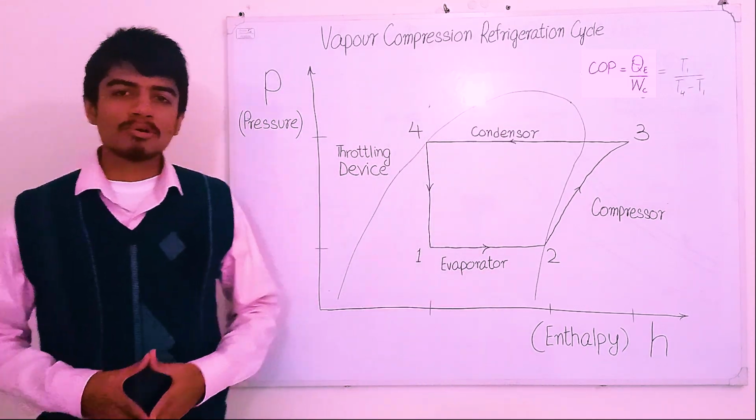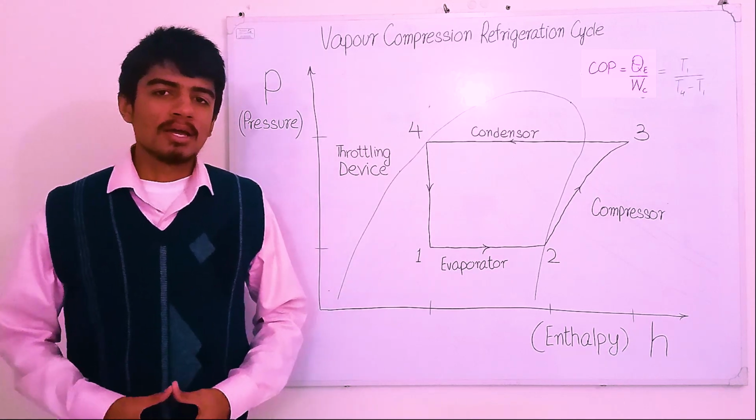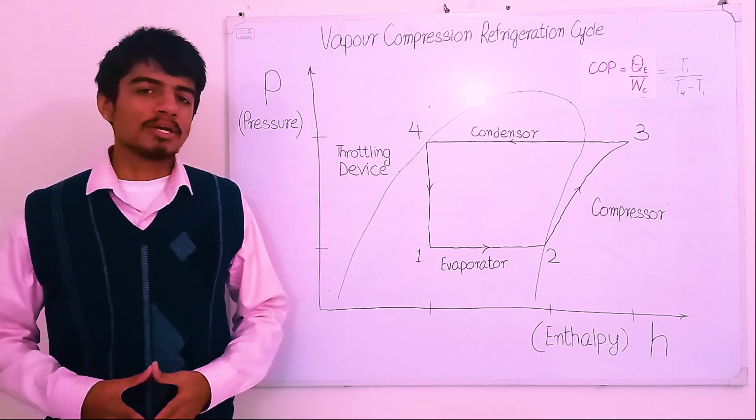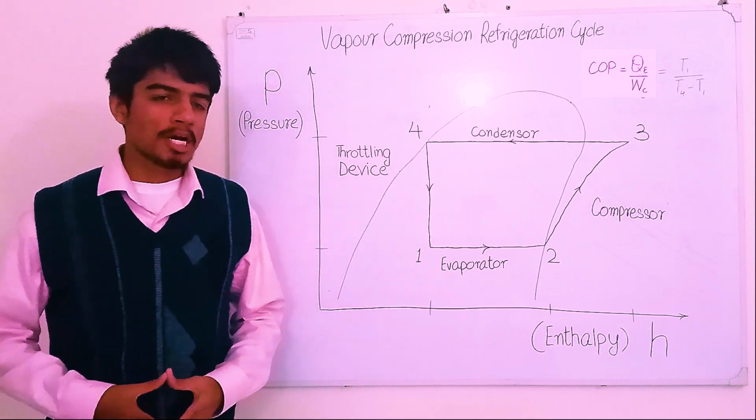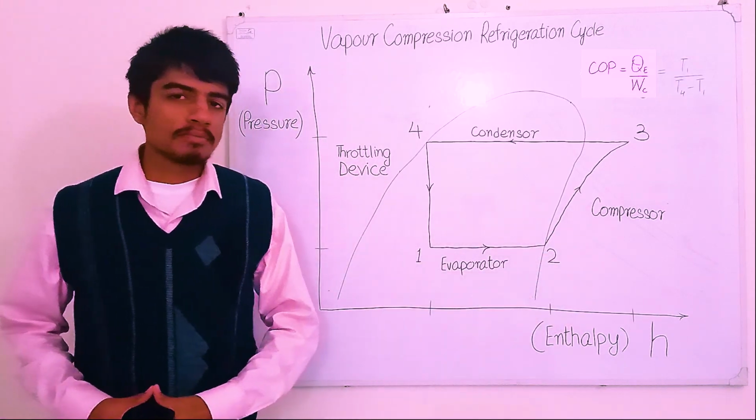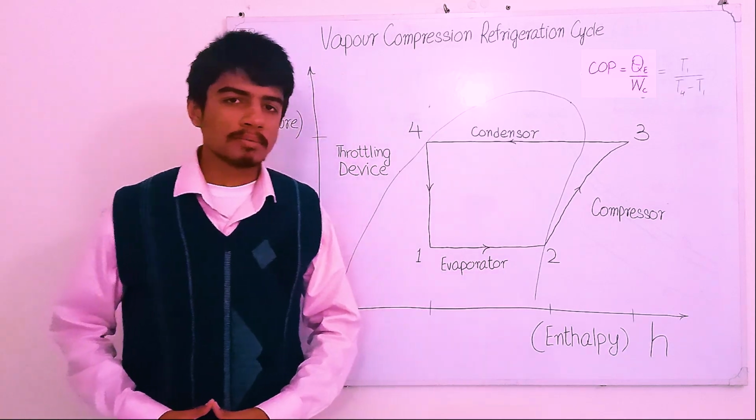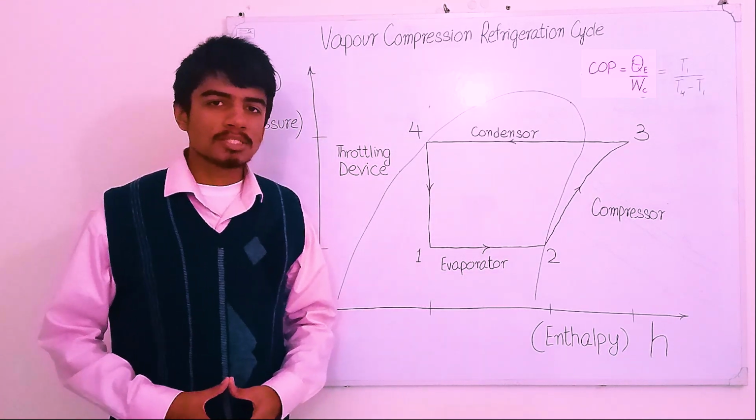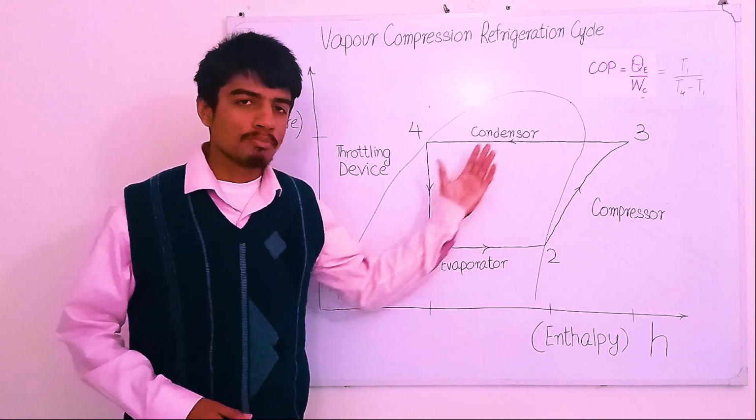It is one of the most widely used refrigeration cycles in chillers, refrigerators, air conditioners and many other cooling systems. This refrigeration cycle operates by compressing and expanding a refrigerant which rejects and absorbs heat to provide cooling. Now let's discuss each component of this cycle step by step as refrigerant moves through it.